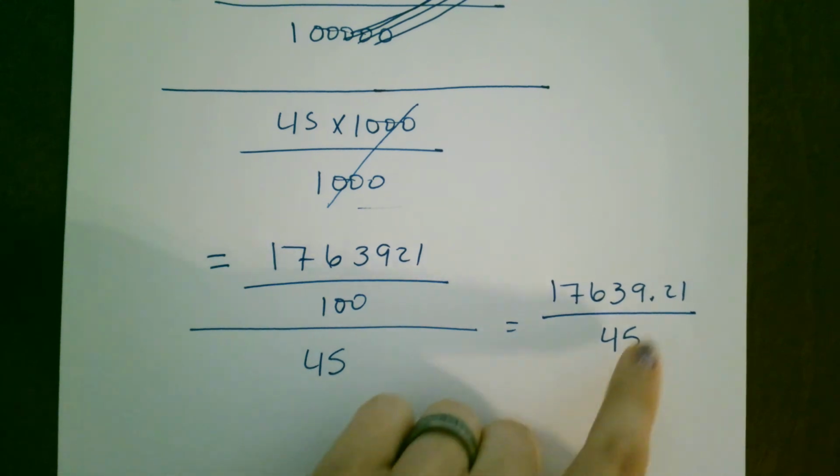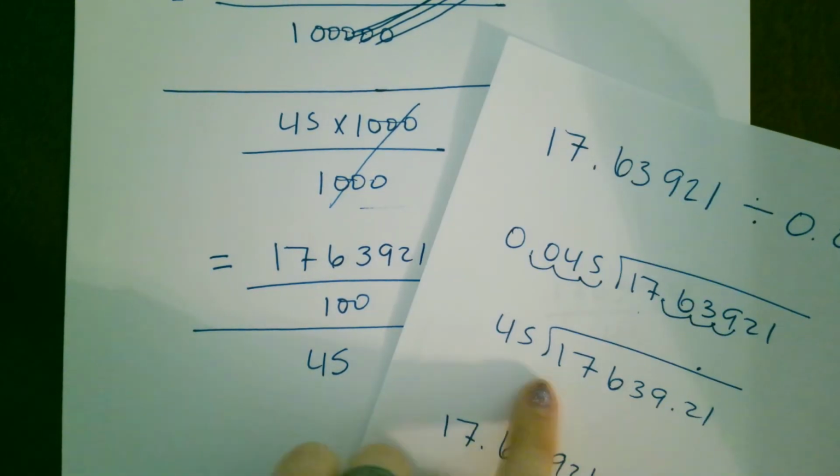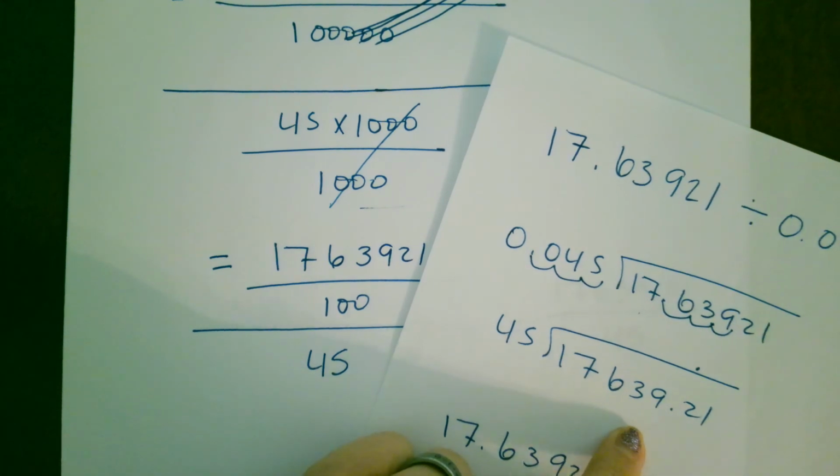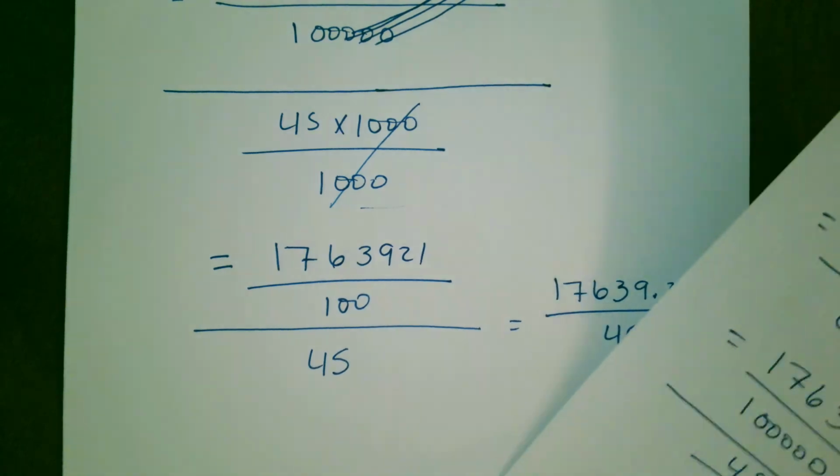So I have the fixed decimal point, I'm dividing by a whole number, and now I can set up that algorithm, or set up that division. So this is why that algorithm works.